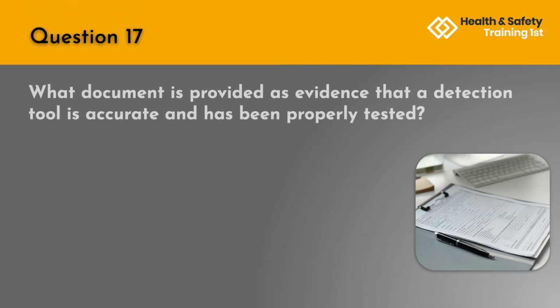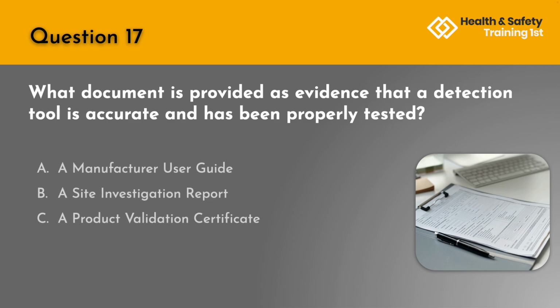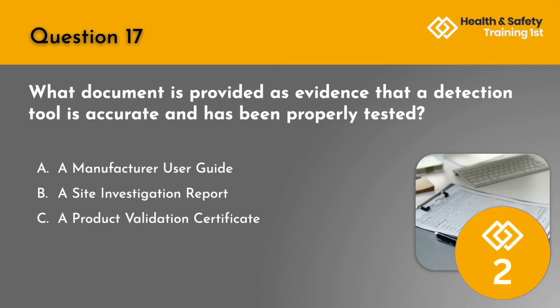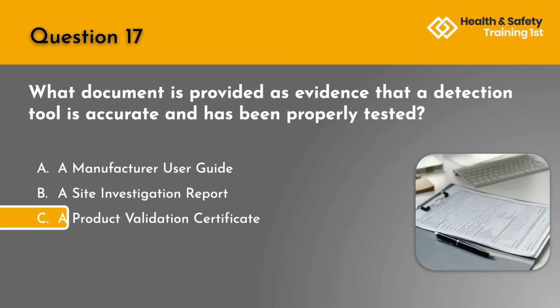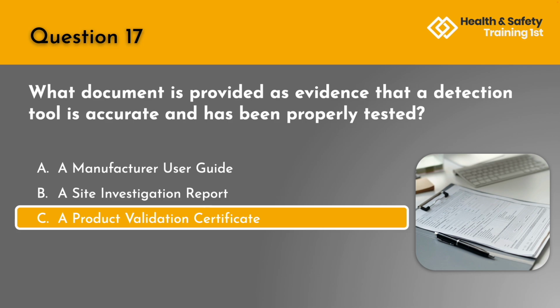Question 17. What document is provided as evidence that a detection tool is accurate and has been properly tested? A. A manufacturer user guide. B. A site investigation report. Or C. A product validation certificate. The correct answer is C, a product validation certificate.